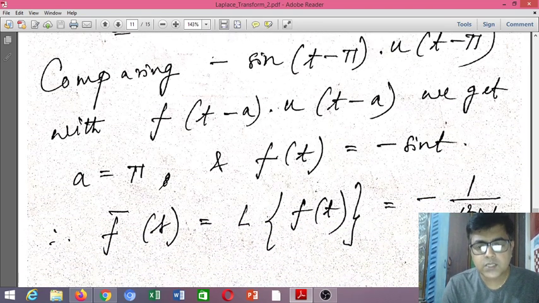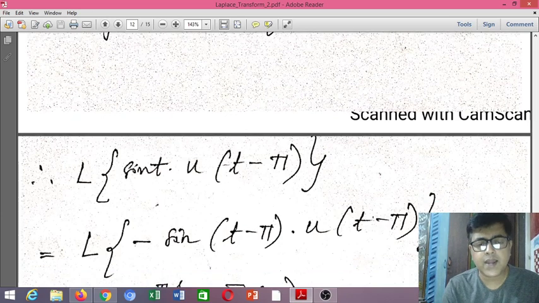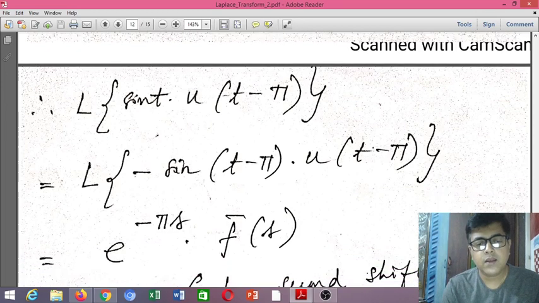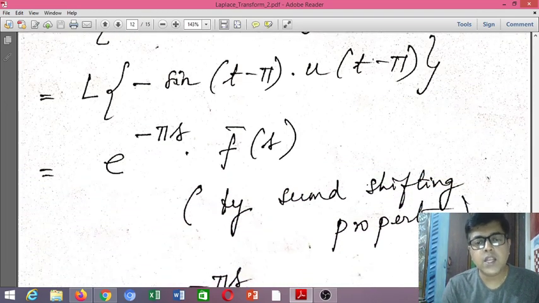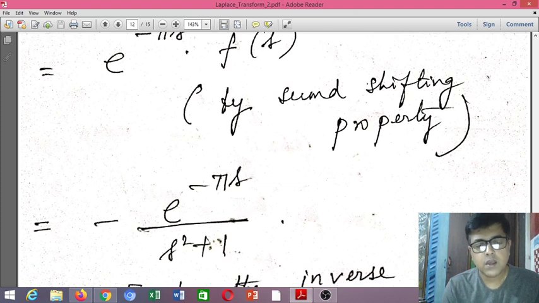So what is f bar s? Very simple. It's L of f(t), and L of f(t) is minus 1 by s square plus 1, because all of you know that L of sine t is 1 by s square plus 1. So it's minus of 1 by s square plus 1. If you use the second shifting theorem, we'll get the result directly. So L of sine t into u(t minus pi), which eventually becomes L of minus sine(t minus pi) u(t minus pi), becomes e to the power minus pi s into f bar s. That eventually becomes e to the power minus pi s by s square plus 1 with the minus sign. That minus sign comes from here, and that is the answer of this particular problem, a direct application of the second shifting property.